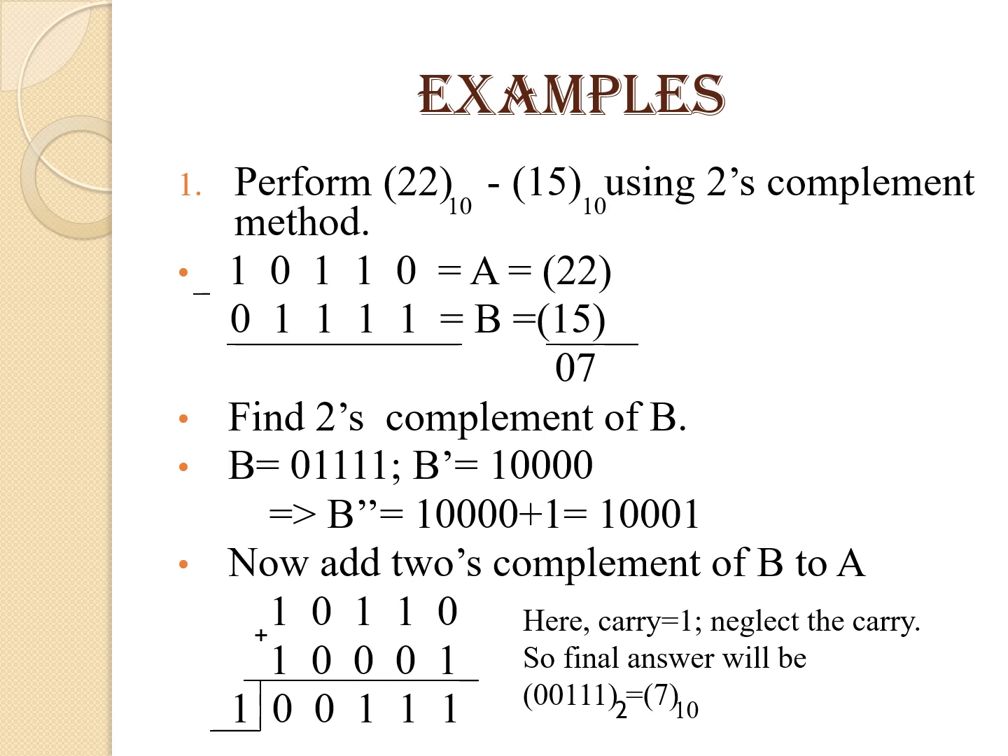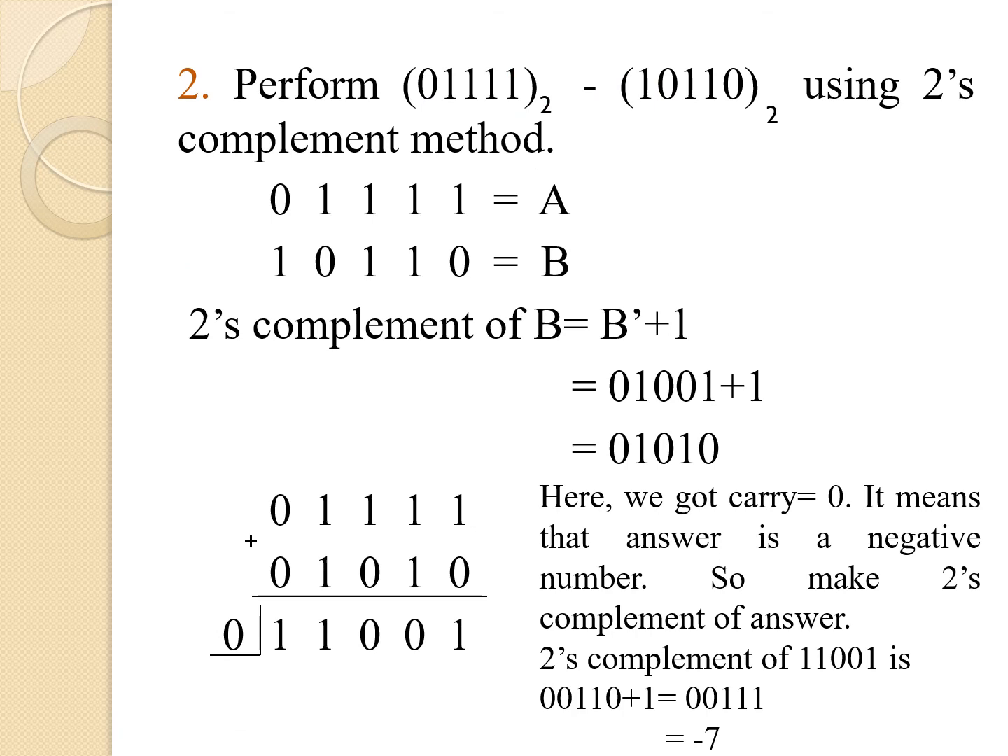Here I have already solved the problem. Carry is equal to 1. Neglect the carry. So the final answer will be 00111, that is 7. As we know, 22 minus 15 is equal to 7 and the same answer we are getting using the 2's complement method. Here is another example. You can go through it.